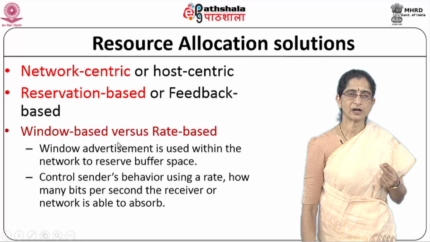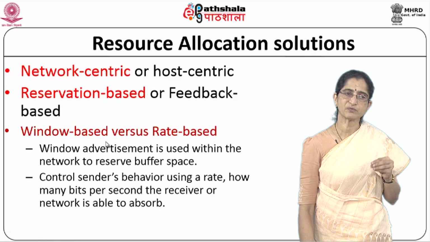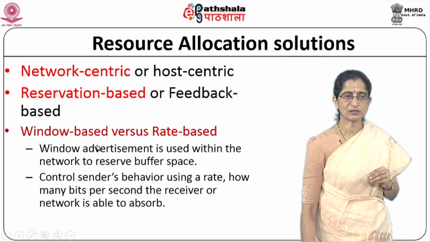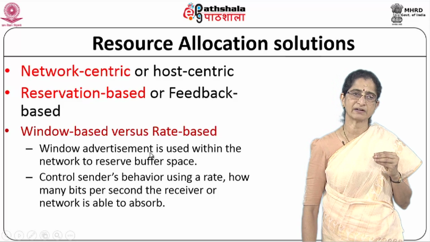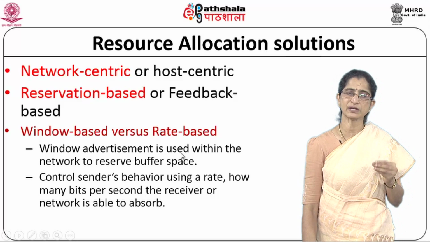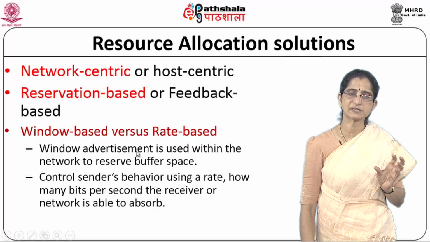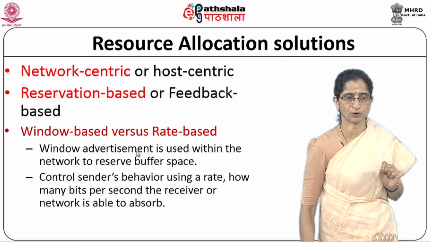And in terms of how exactly the allocation is done can also be divided in 2 ways. One is a window based allocation and a rate based allocation. So in window based allocation, what we are essentially doing is we give window advertisements in order to reserve the buffer space. So when you talk of window based, we are talking about specifying in terms of the amount of data or amount of buffer space that you want to give.